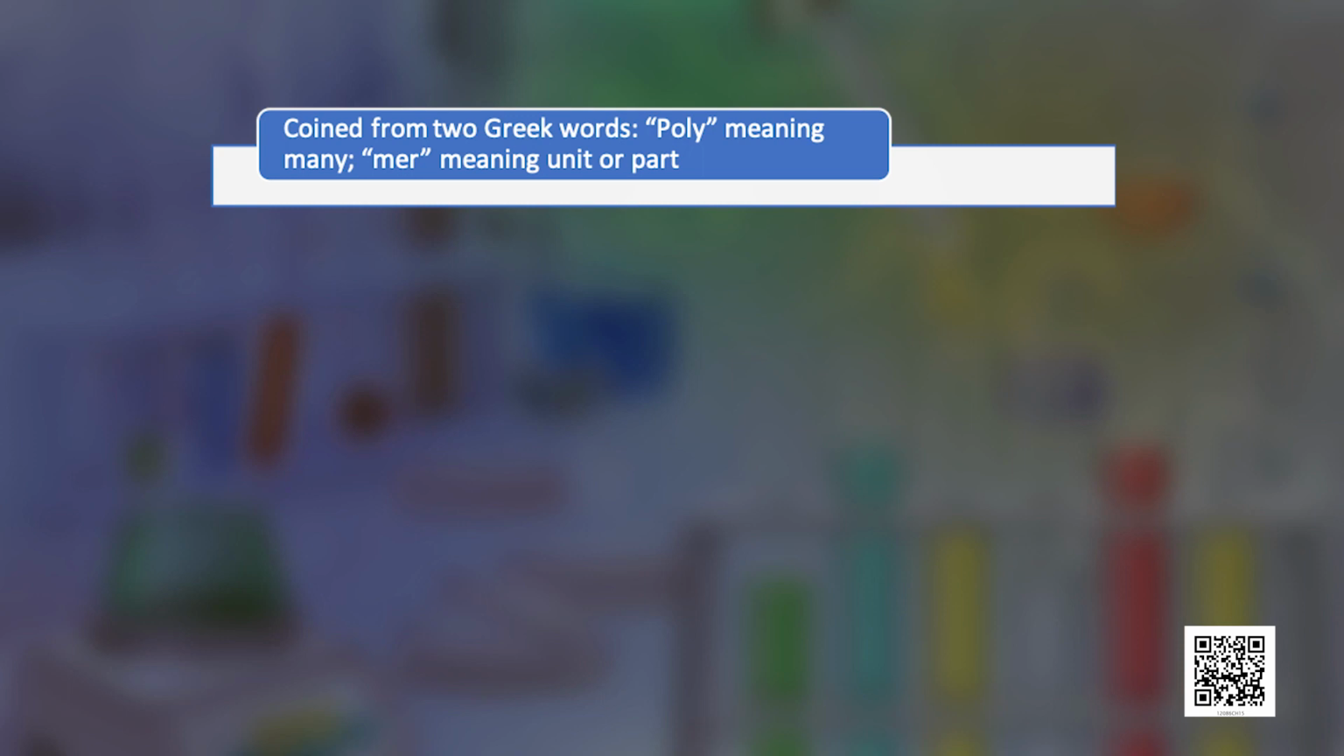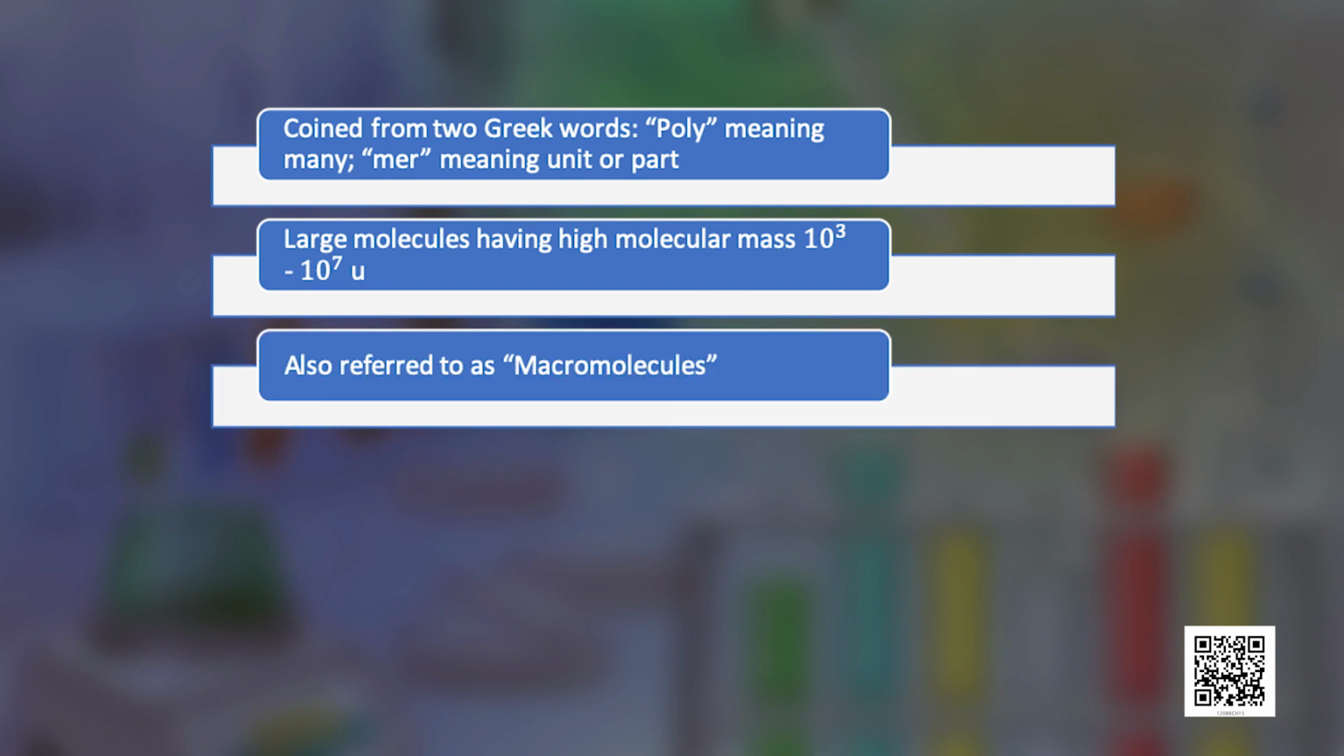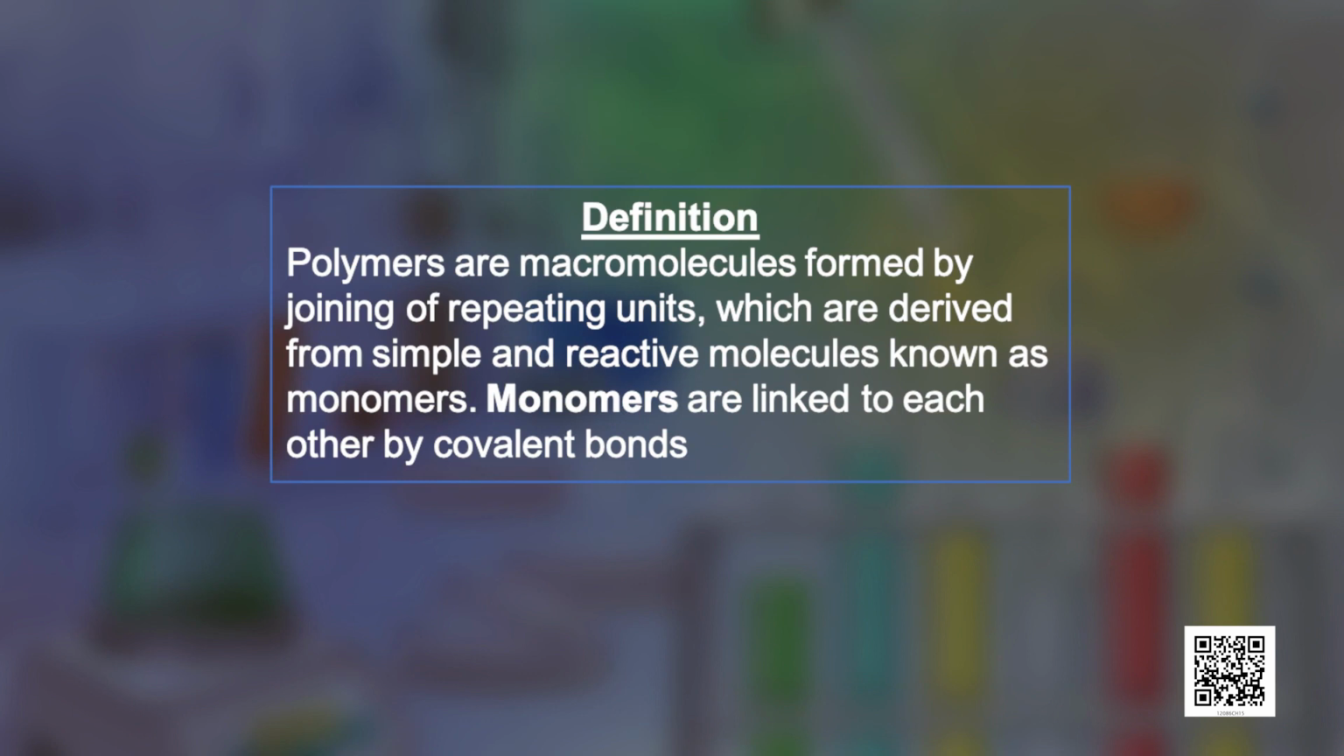We will begin with what is a polymer. The word polymer is coined from two Greek words. Poly means many and mer means unit or part. The term polymer is defined as very large molecules having high molecular mass. These are also referred to as macromolecules. Thus, polymers are macromolecules formed by joining of repeating structural units on a large scale.